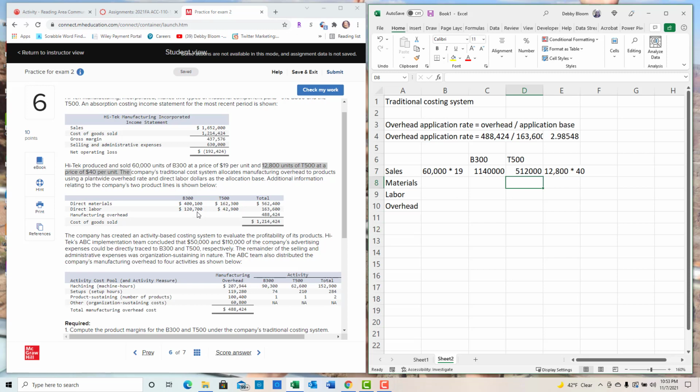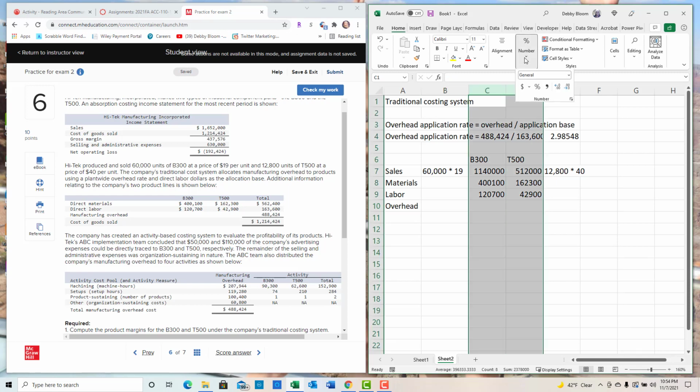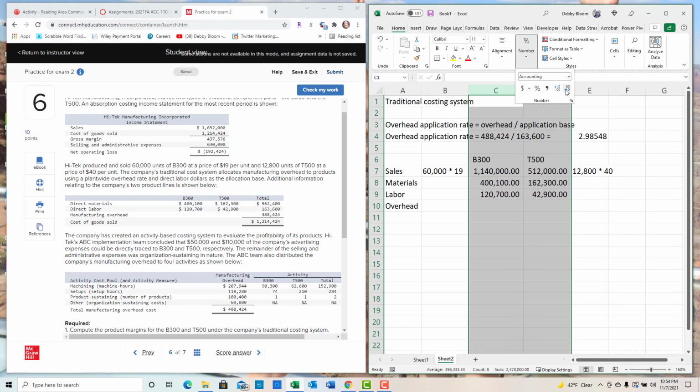The materials and labor were given in the problem for each one right over here. So our materials for B300, 400,100. The direct labor, 120,700. For T500, the materials 162,300 and 42,900 for the labor. Now all we have to do is calculate the overhead. I'll put the commas in to make these numbers a little bit easier to read.